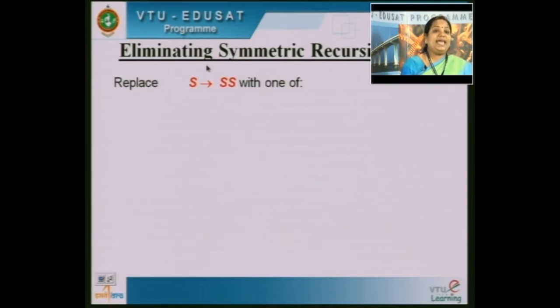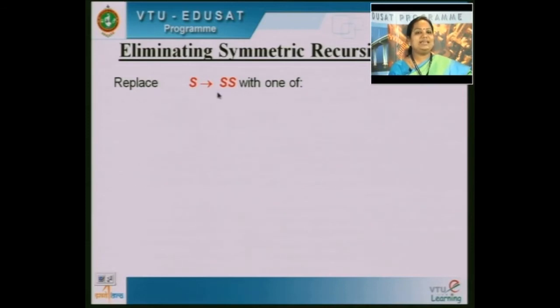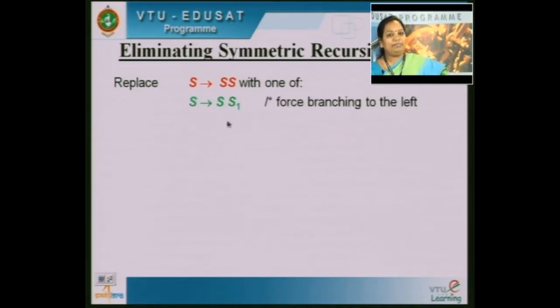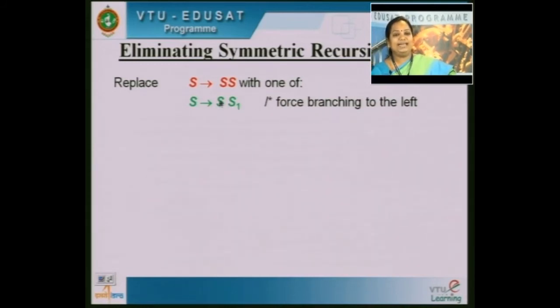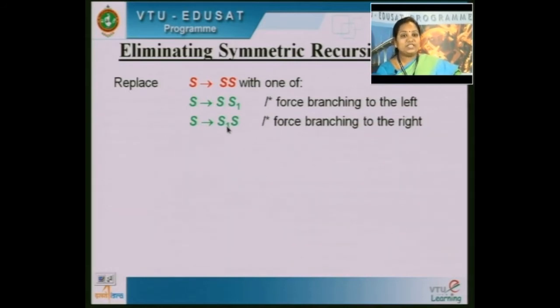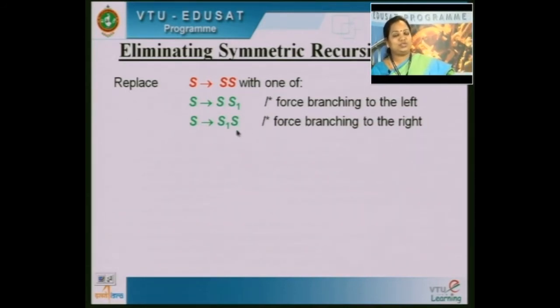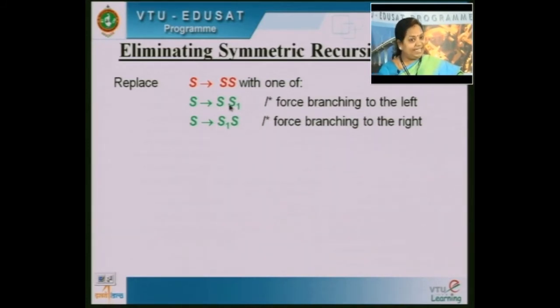The second technique is eliminating symmetric recursive rules. This rule is symmetrically recursive, both left recursive and right recursive. So, what to do? This rule is to be replaced by S tends to S S1, forcing it to branch towards the left, or S tends to S1 S, forcing it to branch towards the right. Previously it was branching both towards the right and towards the left, which led to ambiguity, whereas now we can force it to branch either towards the left or towards the right.